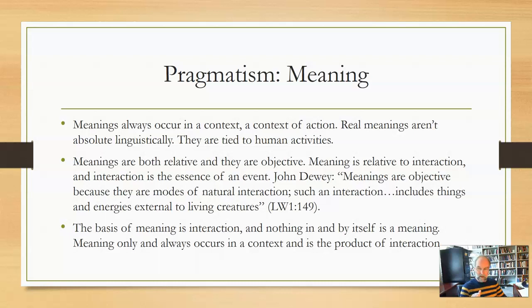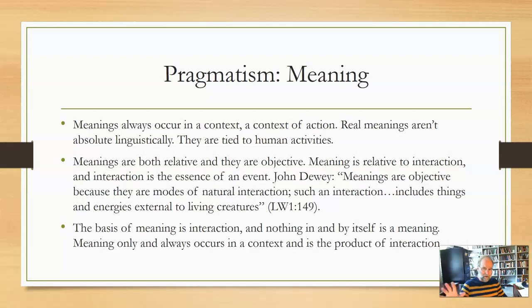Let me explain. The relativism side of this: meaning comes out of interaction, and interaction is the essence of an event. About objective, John Dewey says, "Meanings are objective because they are modes of natural interaction. Such an interaction includes things and energies external to living creatures." So the basis of meaning is interaction, and nothing in and by itself is a meaning. Meaning only and always occurs in a context and is the product of interaction.